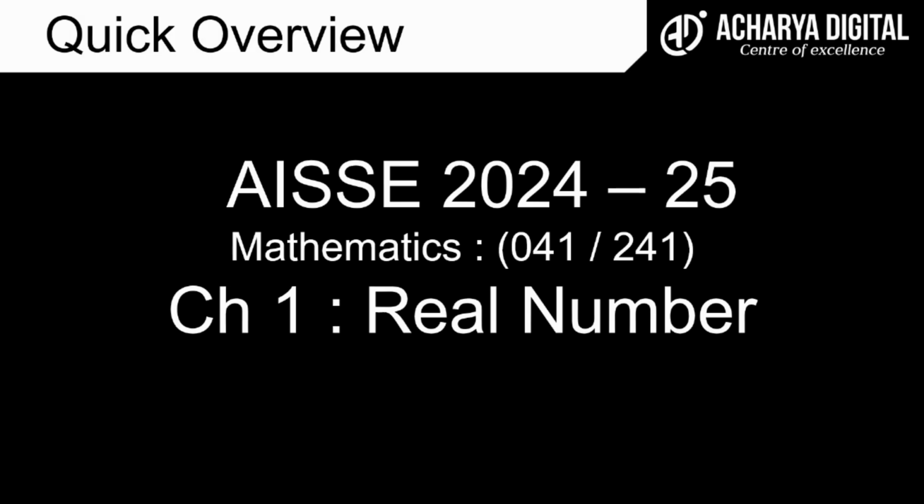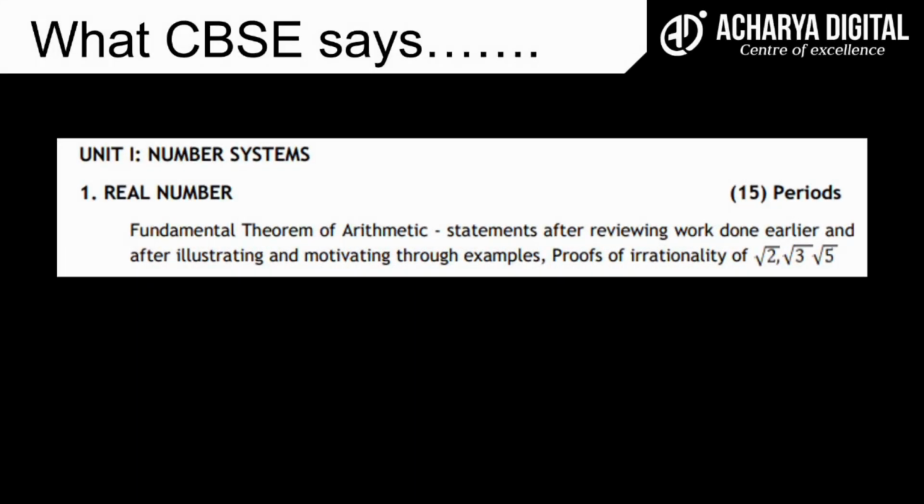In today's lecture, we are going to take a quick review of the first chapter of mathematics, that is Real Numbers. For this chapter, 6 marks weightage is there. Now what does CBSE say about this chapter? There are 2 points which are important. Number 1, fundamental theorem of arithmetic, and second one, proofs of irrationality of root 2, root 3, root 5.